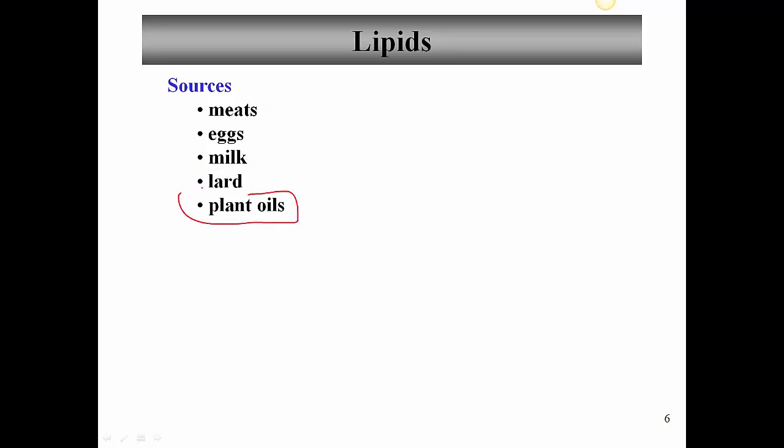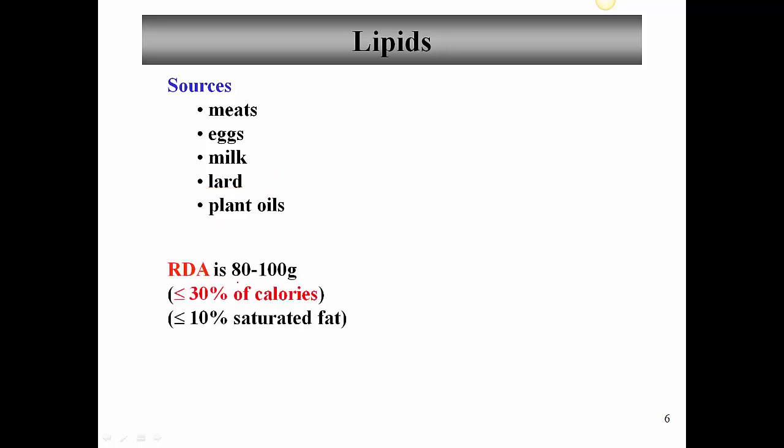Plant oils are a great source of lipids or fats because many of these plant oils contain unsaturated fatty acids. Now, the recommended daily allowance is about 80 to 100 grams of lipid every day. These are very important guidelines, this one especially. We should limit our intake of calories from fat to no more than 30% of our total calories.